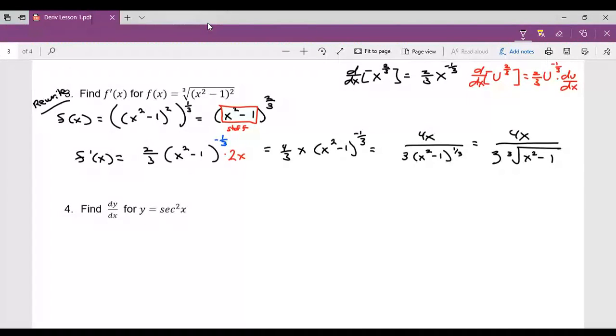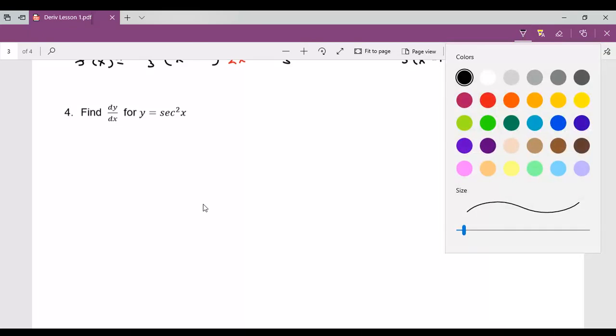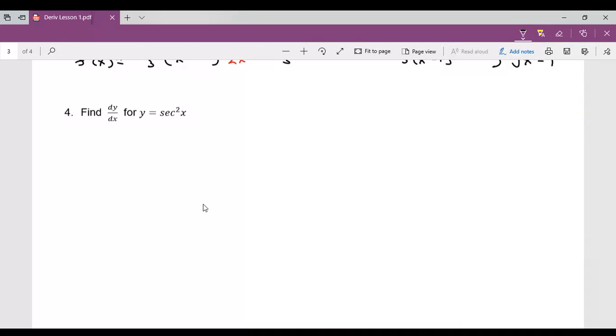Let's take a look at 4. 4 says, find dy/dx for y equals secant squared x. Now I've said this in the past when doing evaluations, but I'm going to say it when finding derivatives too. When you have shortcut notation like this, before you take the derivative, you're going to want to rewrite it. So that's my advice to you. Rewrite this as y equals what it means. It means (secant x) quantity squared. Definitely want you to do that.